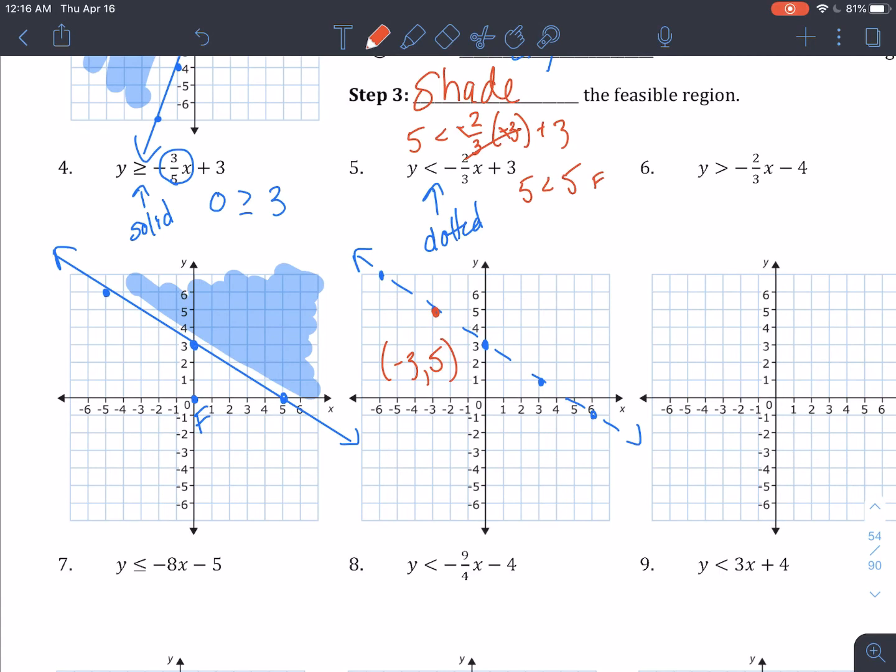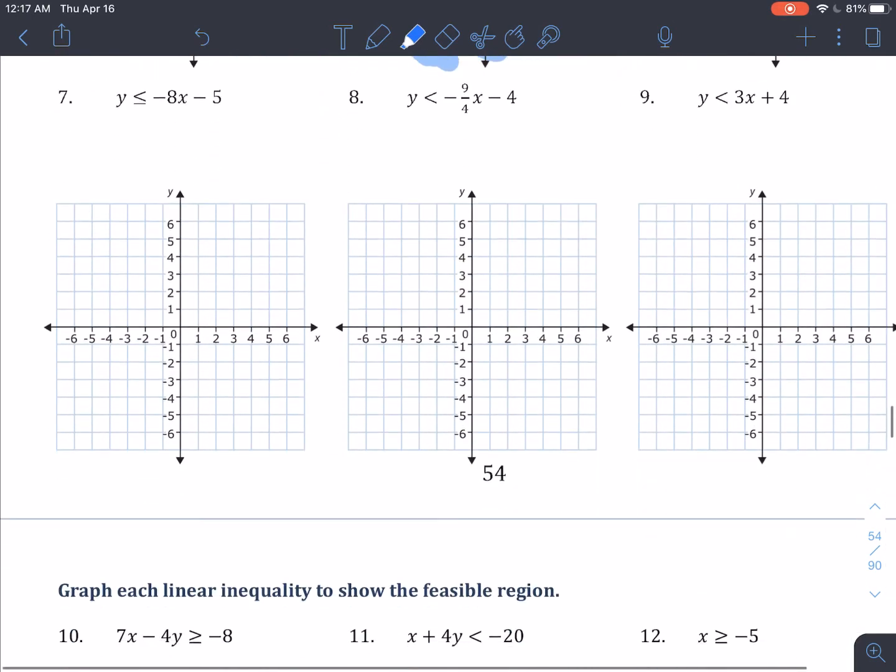Okay, so let's go back and find a test point that's not on our line. We like 0, 0 the best. 0 is less than, this will all be 0, plus 3. Is 0 less than 3? Yeah, sure it is. So here's our point. It is true. So we go to shade, and we will shade all of this region down here. Great. Let's just look at some other examples that are not in slope-intercept form.